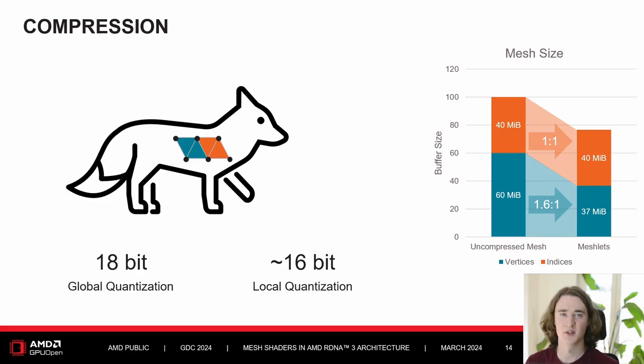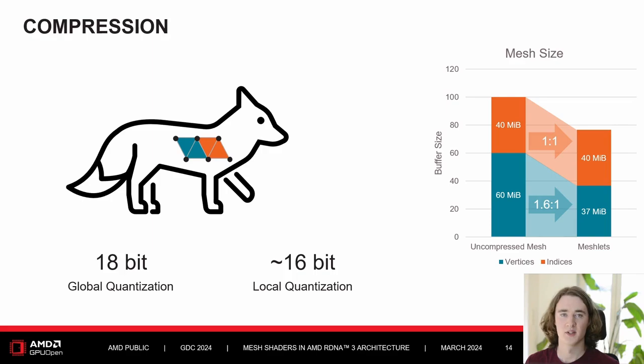Now, attribute quantization is nothing new and can even be applied to the vertex shader pipeline. In this case, we chose an 18-bit global quantization grid. And there is one trick we can do here. As our meshlets are generally smaller than the entire mesh, we can store the data locally per meshlet and reduce the number of bits actually needed to store the information to somewhere in the neighborhood of 16 bits, while still being able to guarantee crack-free dequantization of the attributes.